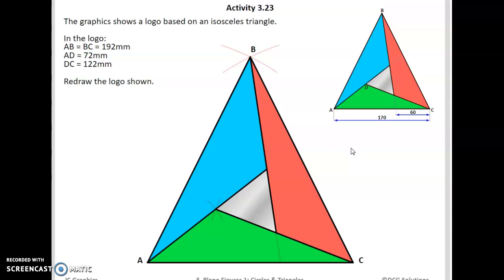Okay lads, I'm going to post that there, and I'd like you to try both of those, take a photograph and send it to me.